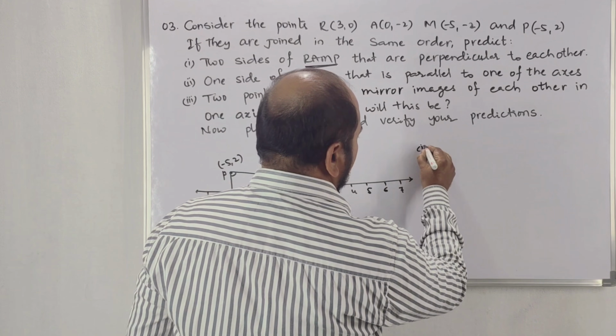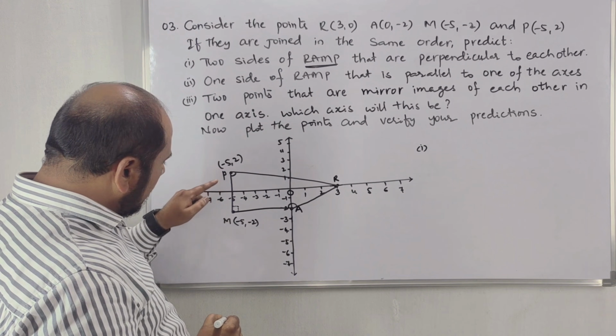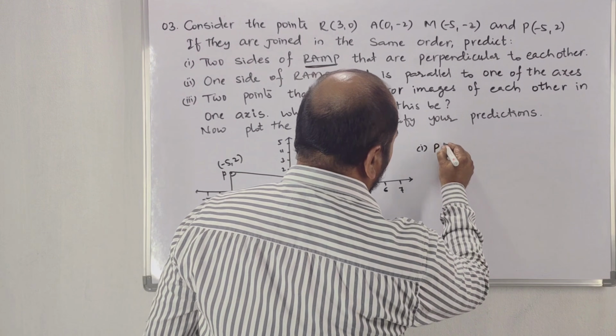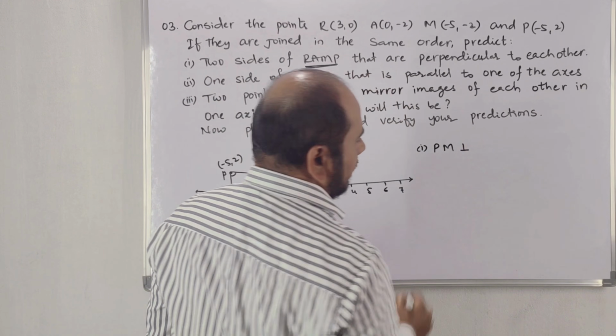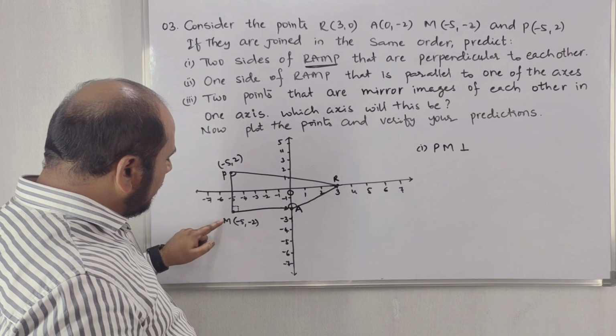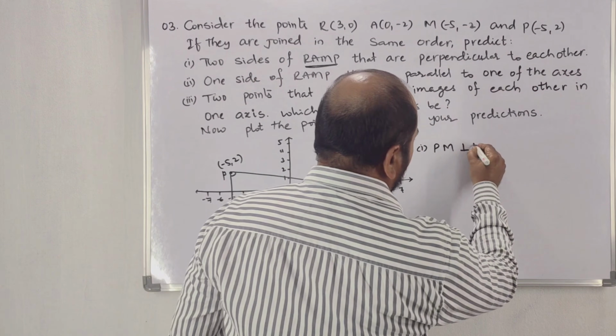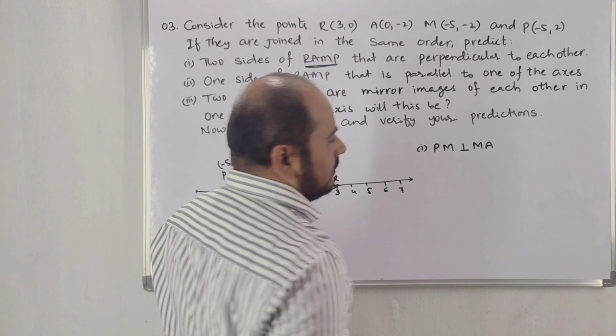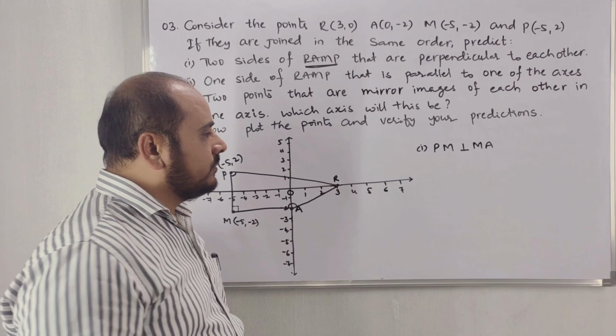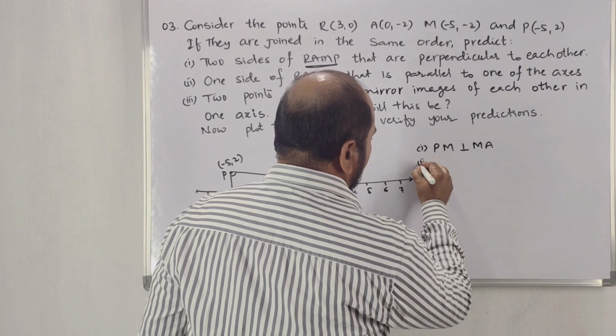Yes, for the first question, PM is perpendicular to, this is the perpendicular symbol, my dear, PM is perpendicular to MA. I think it's clear. Now come to the second point, my dear.